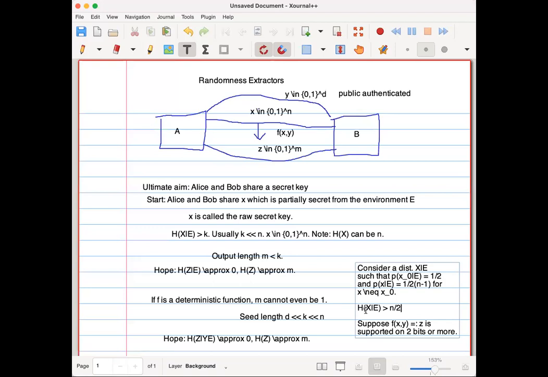But how much can you extract? Not more than 1 bit. Even if you allow seed randomness and so on, still you cannot extract more. So this problem is a genuine problem. There's nothing you can do about it. So what we have to do is change our notion of what it means for the raw key to be partially secret from the environment.